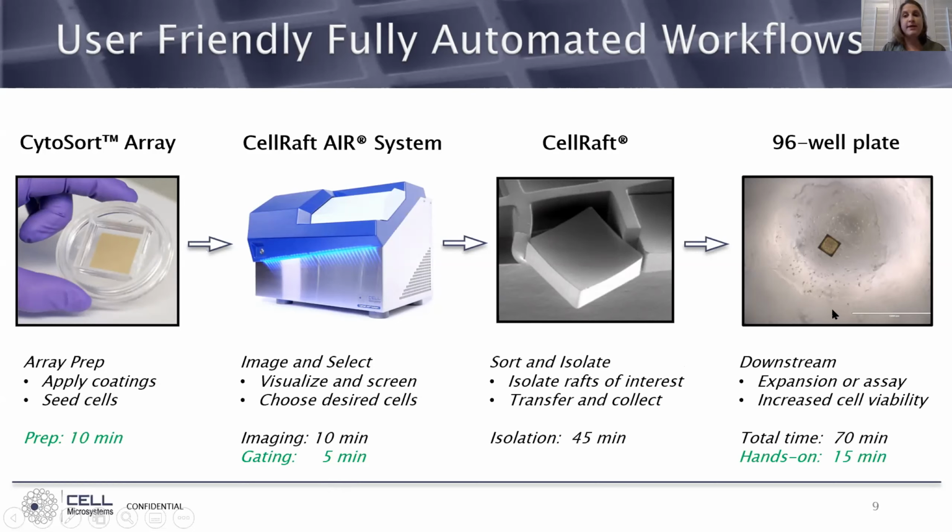You can expand those cells over time. The cells will grow off the raft onto the culture plate and then can be passaged as normal to whatever subsequent assays you're doing. Or you could put them into your downstream genomics or lytic assay. This gives us a dramatically increased cell viability and shortens our time to endpoint analysis because the cells are much happier without these serial dissociation steps. So all told, hands-on time is about 15 minutes, and you can perform the complete workflow from seeding to isolation in a little over an hour.